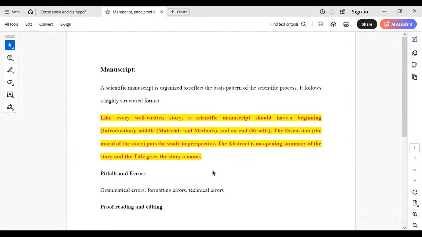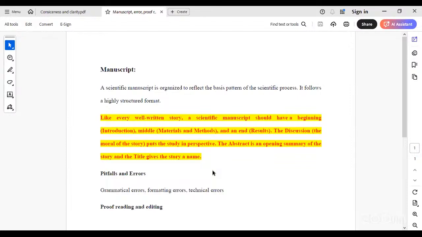An introduction has to be written very concisely and with purposefulness. It should have some objectivity. It should not be written in casual language, but in a very concise and good writing manner. In the middle, every story, and particularly the manuscript, consists of materials and methods, and in the end, the results and the discussion. Discussion is the moral of the story, with respect to the study.